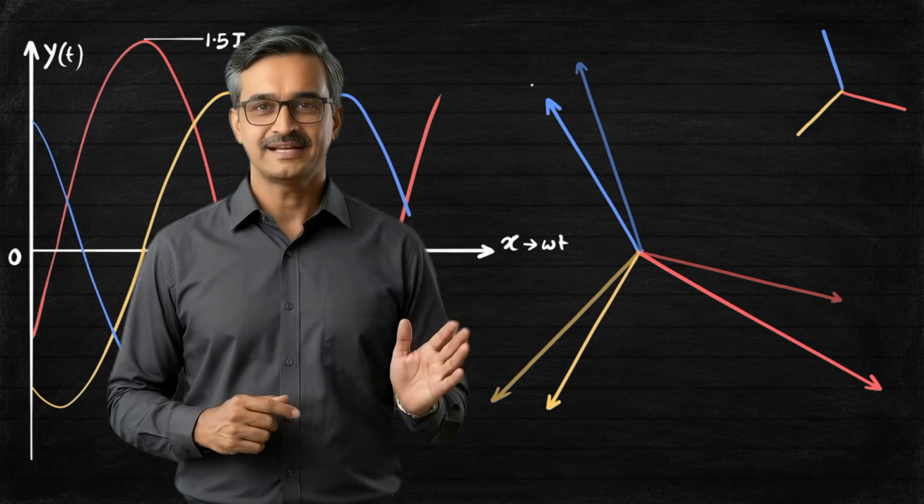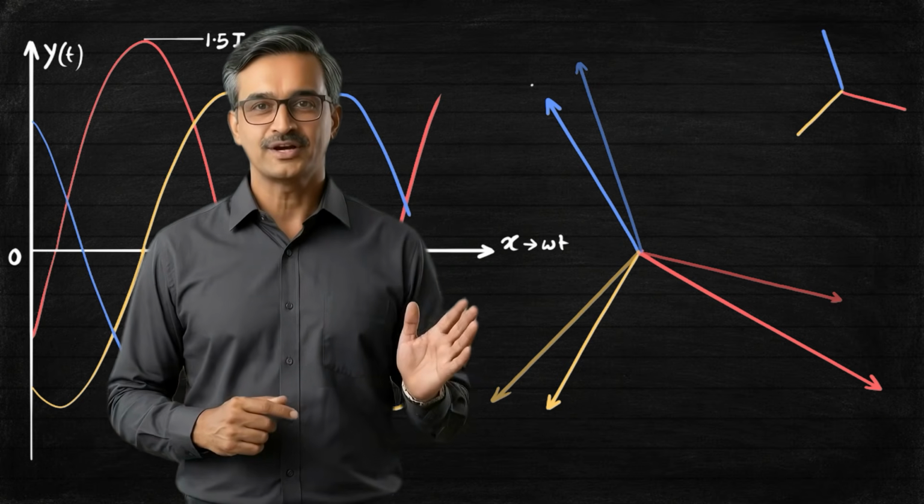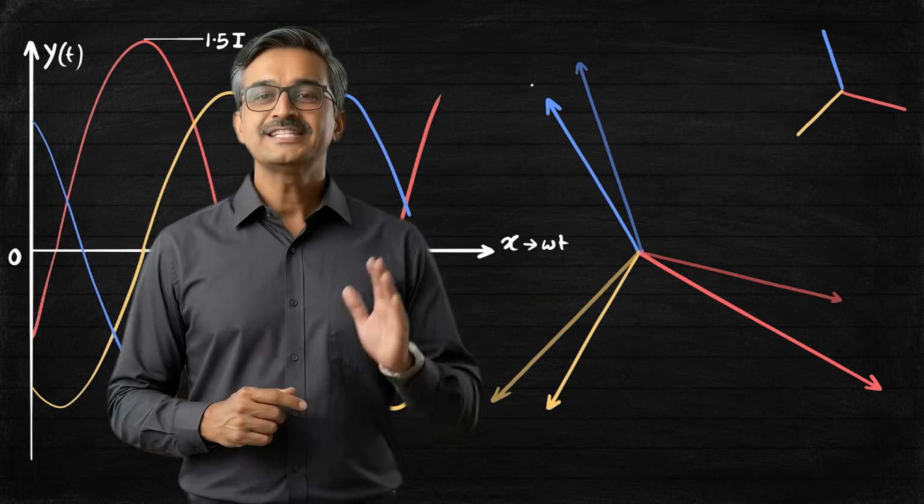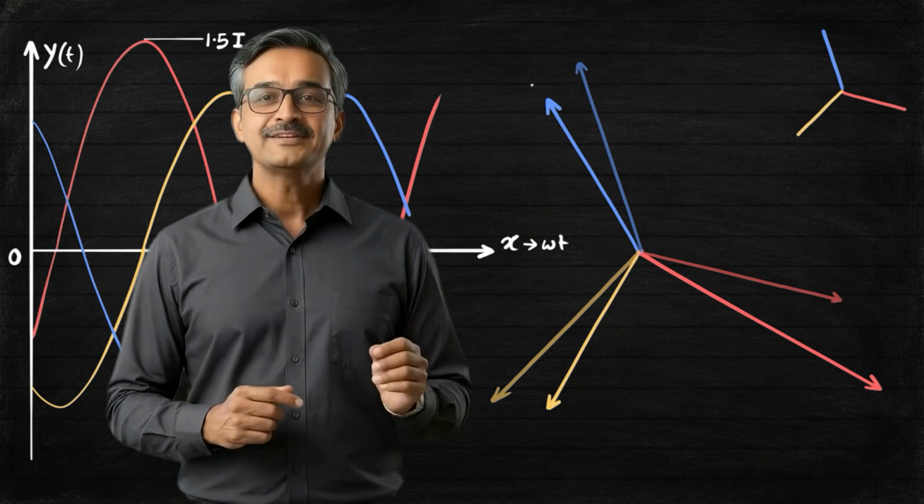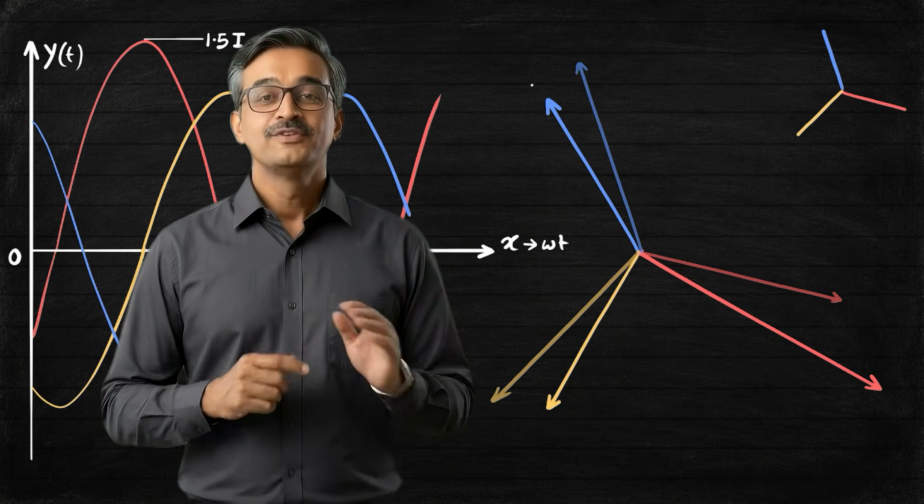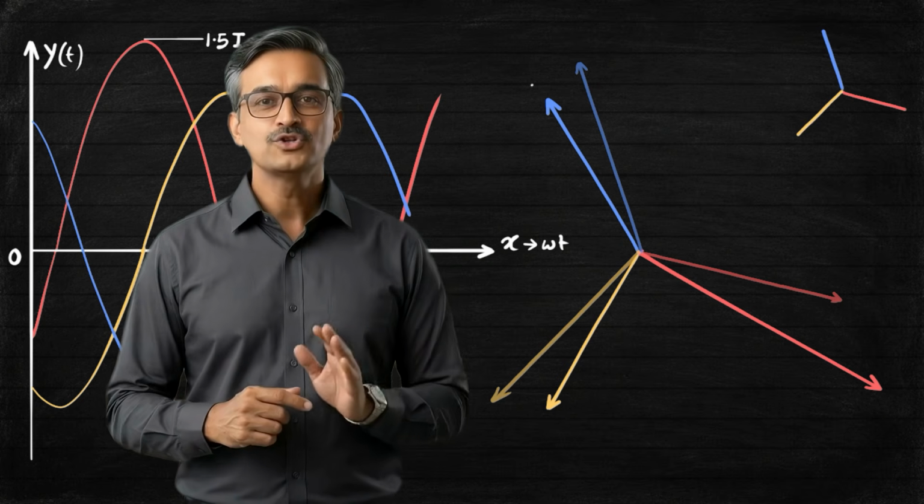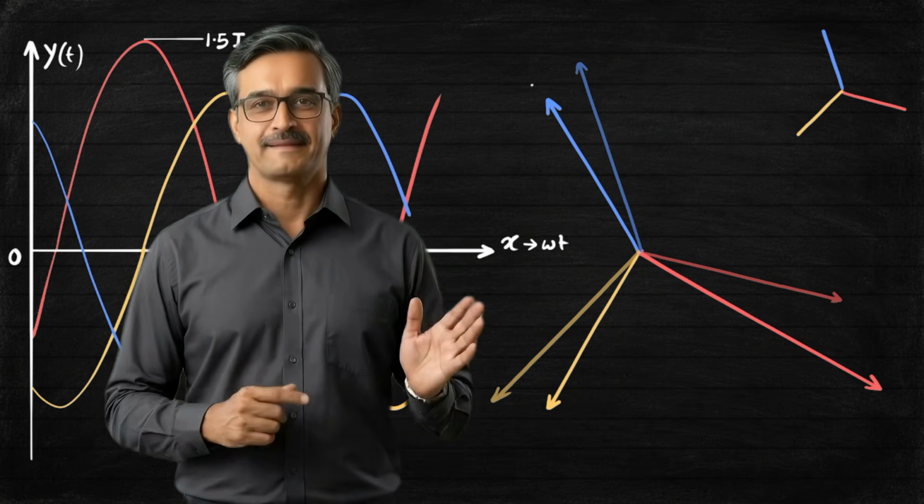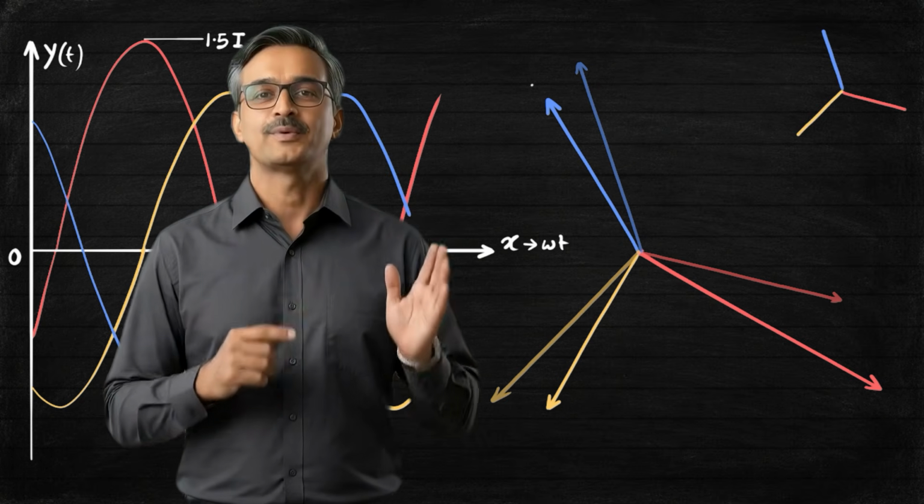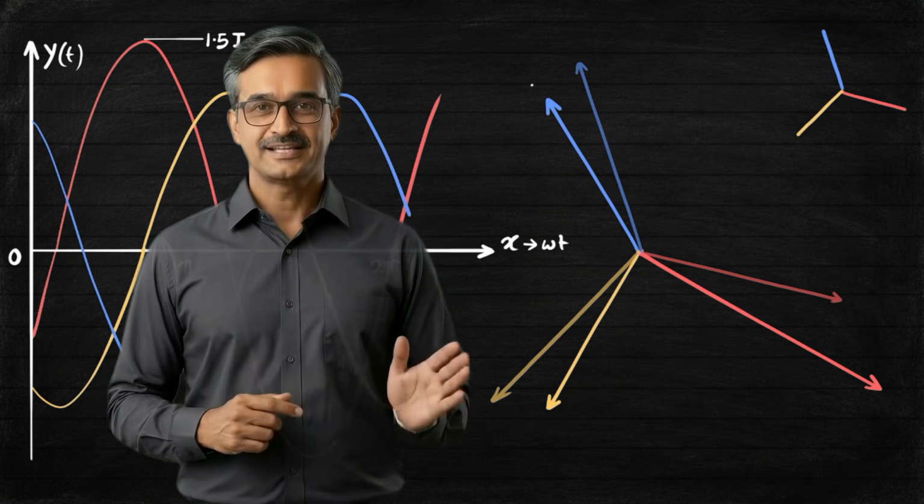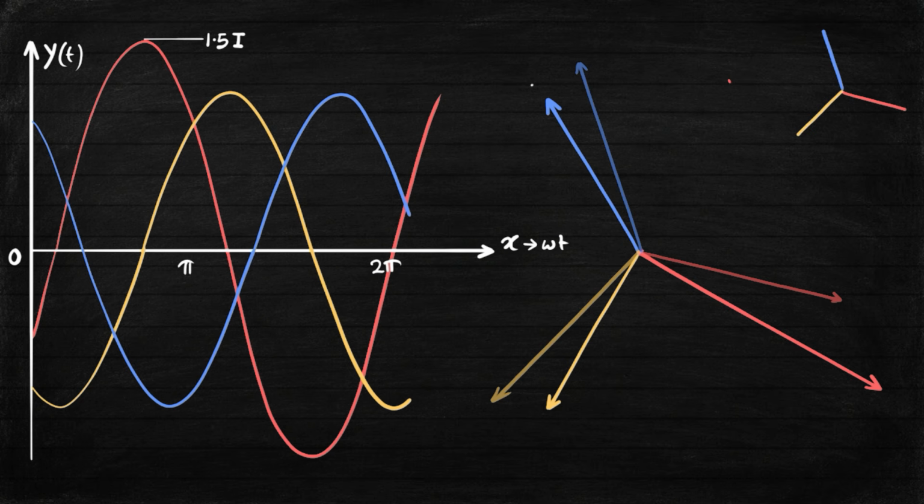For example, if these three-phase currents are supplying a motor, the positive sequence components still produce the forward rotating magnetic field and contribute to the torque of the motor. Now, there may also be a negative sequence current. The phase sequence of this current will be opposite to that of the positive sequence current. Suppose this is the direction of the red phase negative sequence current. Then obviously, this will be the direction of the yellow phase negative sequence current and this will be the direction of the blue phase negative sequence current.